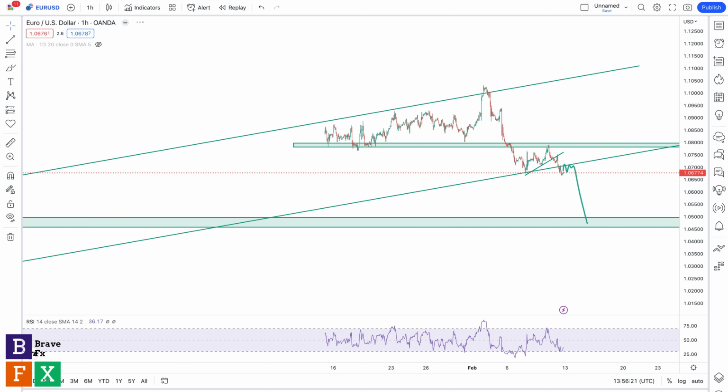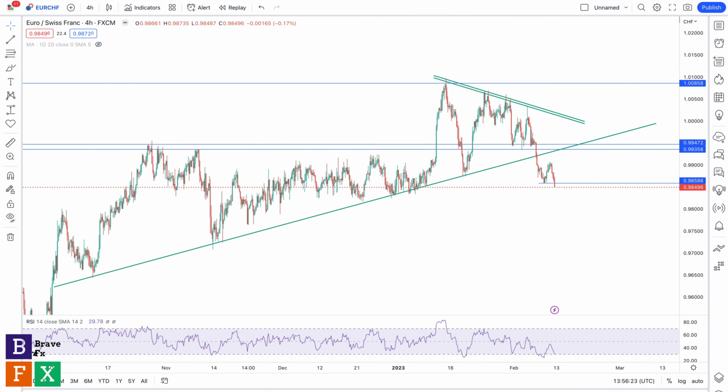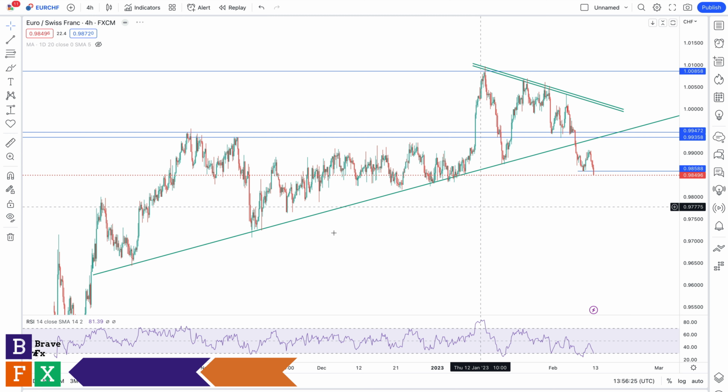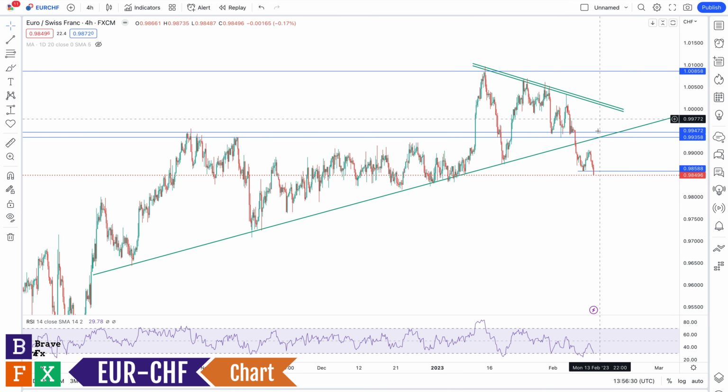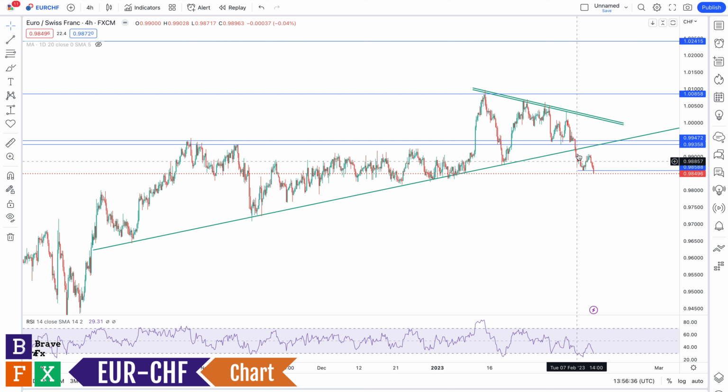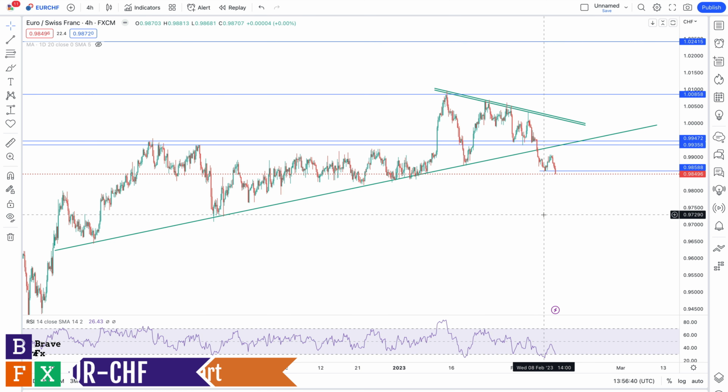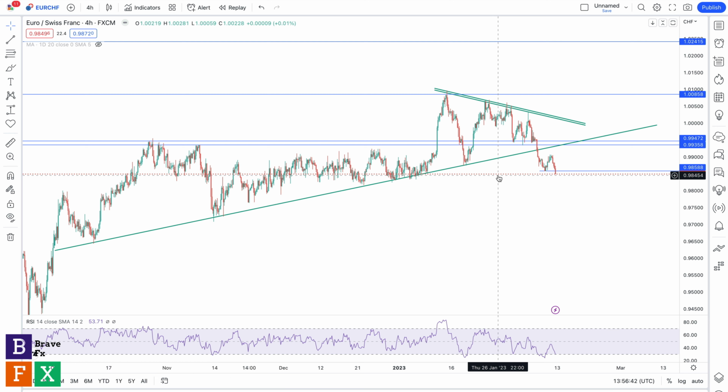Moving on, we're going to talk about EUR-CHF. On the EUR-CHF chart, as we talked about last week, we had price consolidating within this range, and we had price breaking through this area of value and breaking through this trend line. We also had price consolidation around this level, and now we are having a breakout. This is something I talked about in our previous market analysis from last week. So it's played out exactly as we expected.